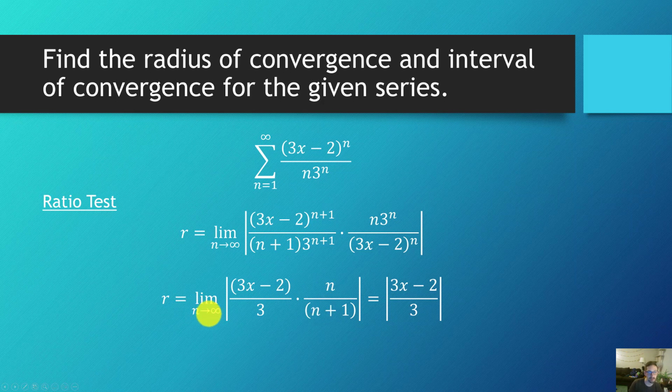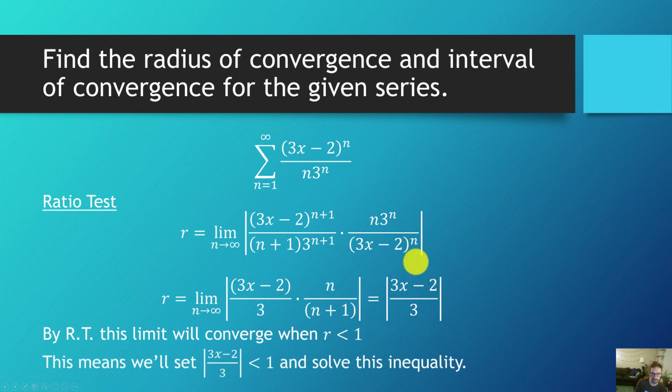And when you take the limit as n approaches infinity, we recognize that this is a rational function where the degree of the top is equal to the degree of the bottom, which means we take their coefficients, and their coefficients happen to be 3x minus 2 and 3. So this limit converges to (3x minus 2) over 3. And by ratio test, this series will converge when r is less than 1. So we're going to take this absolute value expression of x and set it less than 1 to find all the values of x for which the series converges.